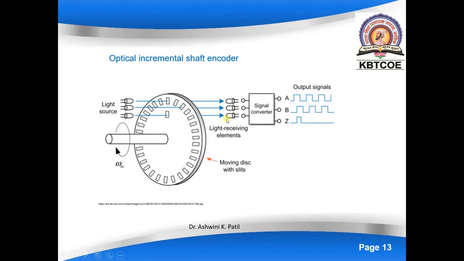In the optical incremental shaft encoder, when this rotates, we get a number of pulses accordingly, and from this number of pulses we can calculate the displacement of this disk, and that displacement per how many seconds gives us the speed accordingly.